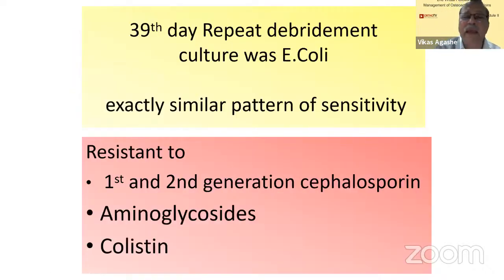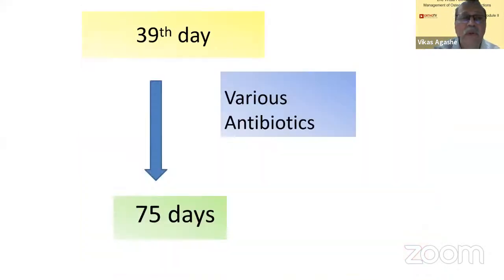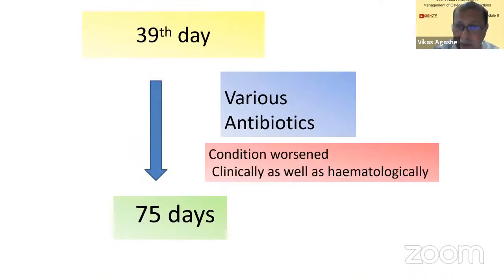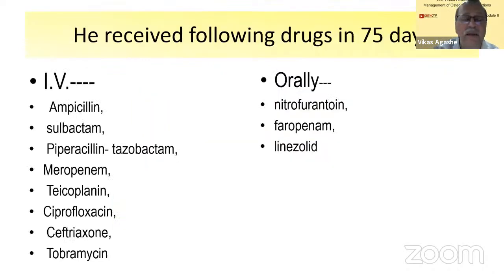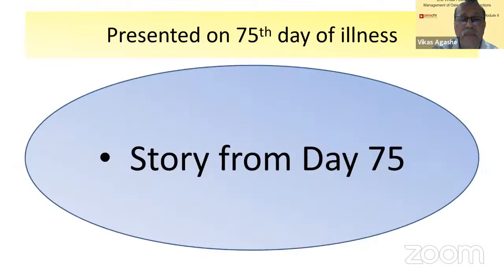Again, on 30th day, local debridement was done. Exactly similar sensitivity pattern, but this time the bug was different. That was E. coli. From 39th day to 75th day, various antibiotics were tried. His condition worsened clinically as well as hematologically. These were the different antibiotics that were used, and still he was not settling. So this is a story from day 75.